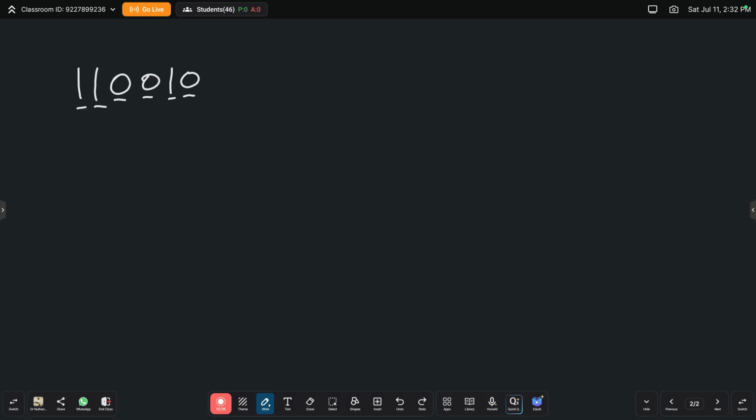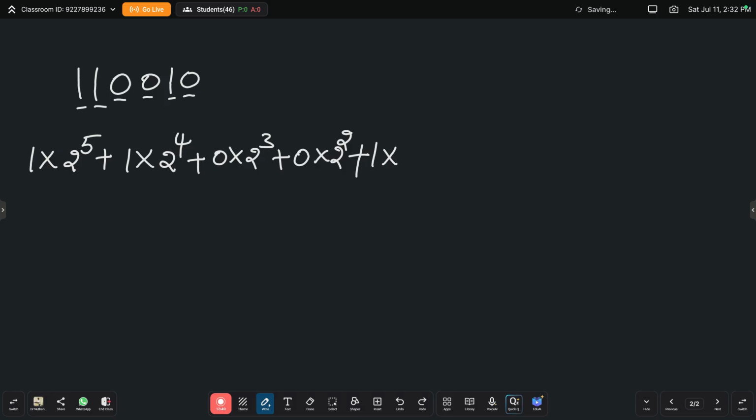So how many digits are there? 1, 2, 3, 4, 5, 6. So 0 to 5. So 1 into 2 power 5 plus 1 into 2 power 4 plus 0 into 2 power 3 plus 0 into 2 power 2 plus 1 into 2 power 1 plus 0 into 2 power 0. So expanding with power series of 2 for the binary number.